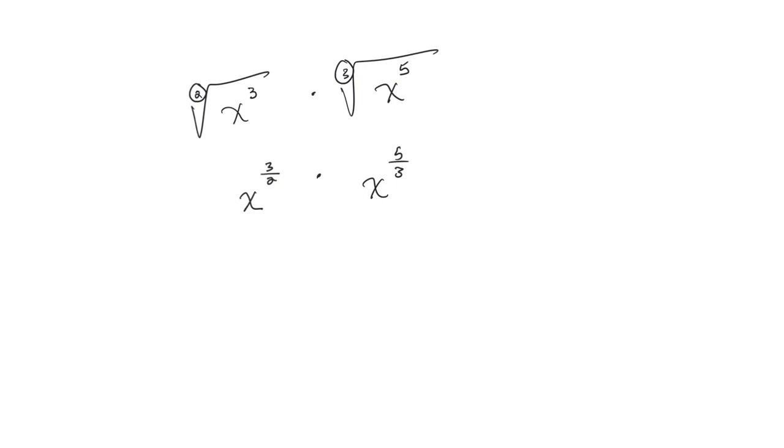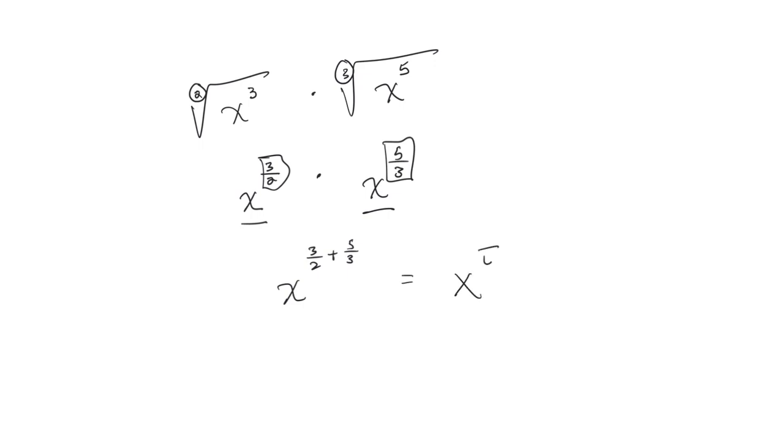I was thinking because it's a 2 or 3 that I could just make it a 6, and I guess that may be what happens. But now I'm multiplying common bases, so I need to add their exponents. So that'll be x to the whatever 3 halves plus 5 thirds is.